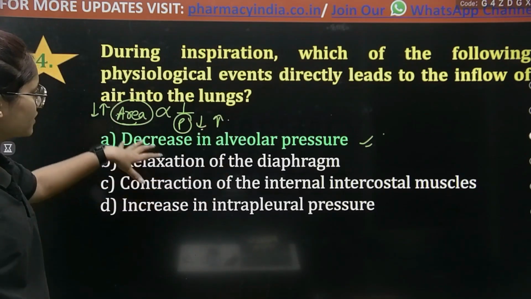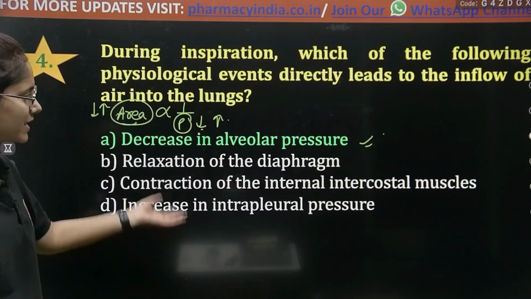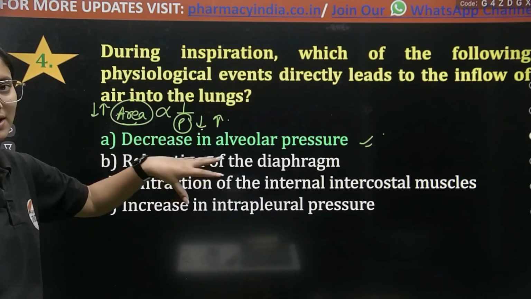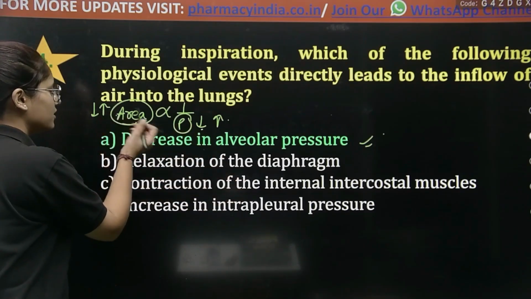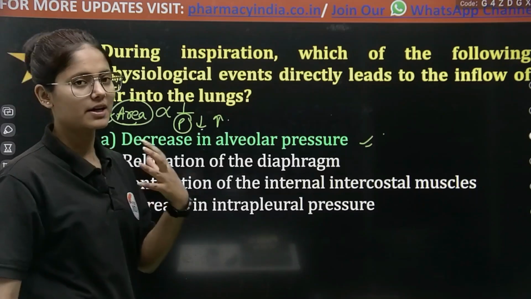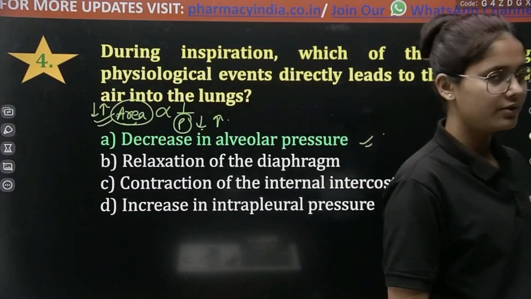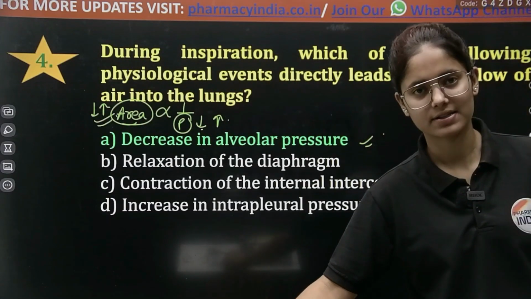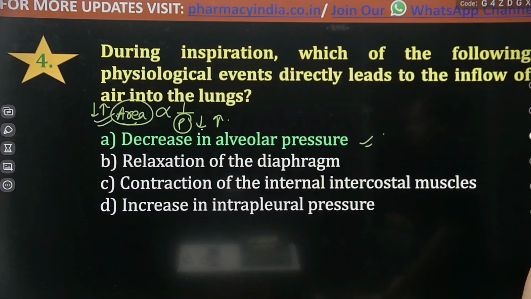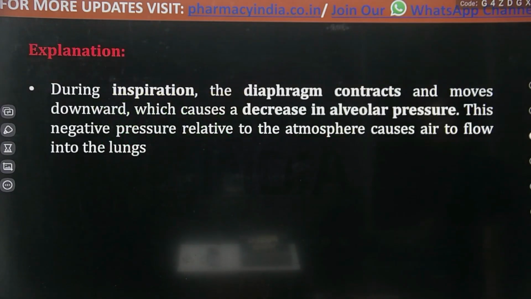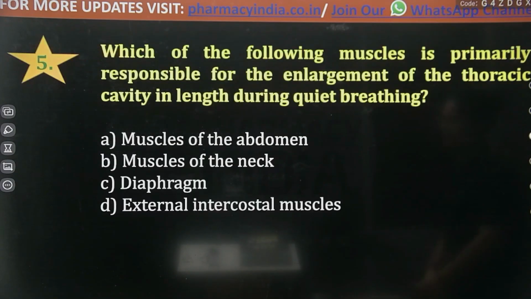Clear? So if we lower the pressure inside your body, means alveolar area, the area will increase and the air, means oxygen, flows inside your lungs and inhalation occurs. So option number A is correct. During inspiration, the diaphragm contracts and moves downwards, which causes a decrease in alveolar pressure. This negative pressure relative to the atmosphere causes air to flow into the lungs.